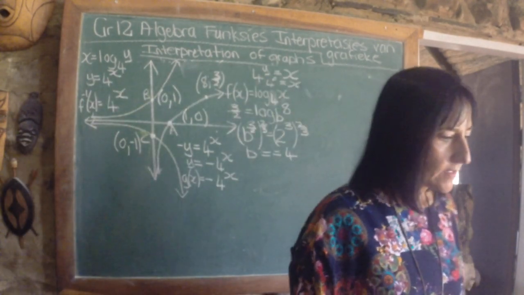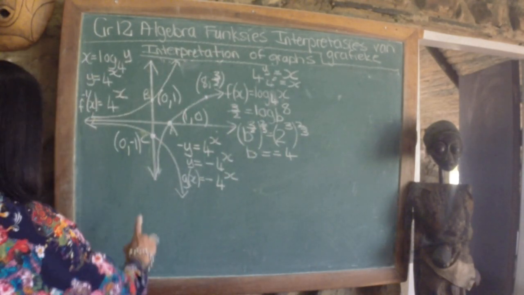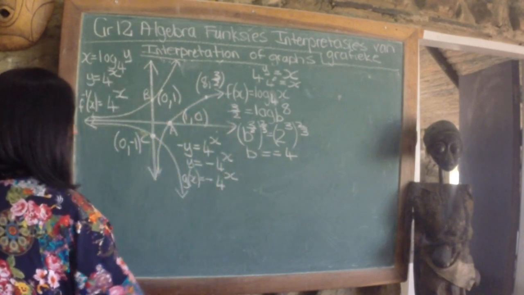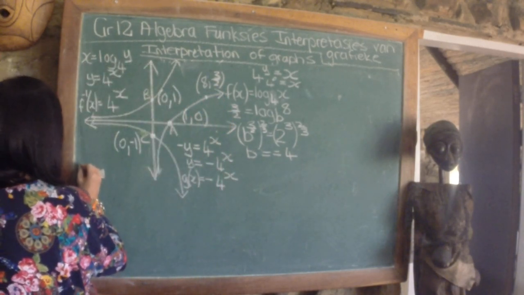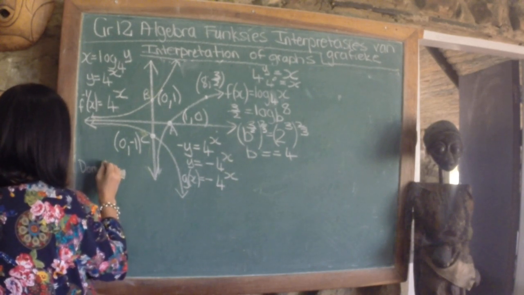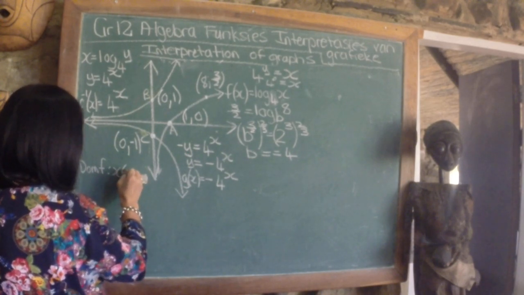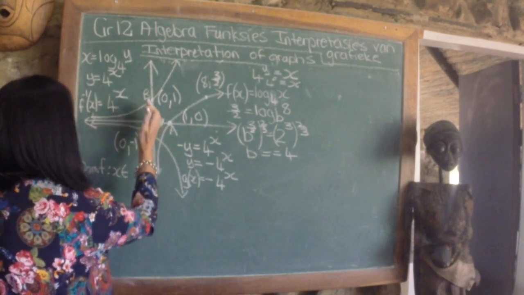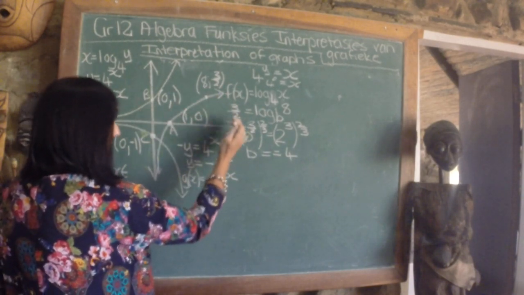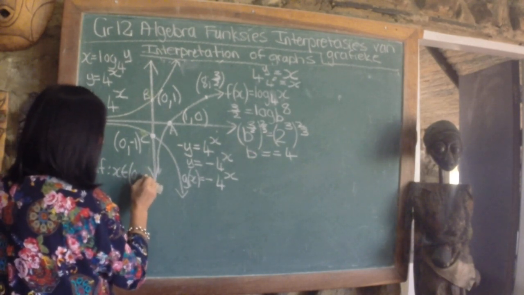Die volgende vraag wat juffrou vra is, gee die definisieversameling van f, the domain of function f. The domain is all the x values, so the domain of f will then be x an element of. If you look at all the x values, the picture is just drawn on the positive side of the x-axis. So it's after 0 up to infinity.